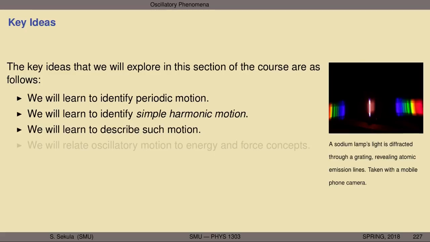We're going to learn to describe such motion. We'll go through some of the mathematical details of how one does this description. And then finally, we will relate oscillatory motion back to the energy and force concepts, and we'll see that we can view these particular phenomena from the perspective of force and energy and gain new insights into the natural world whenever these phenomena are present.